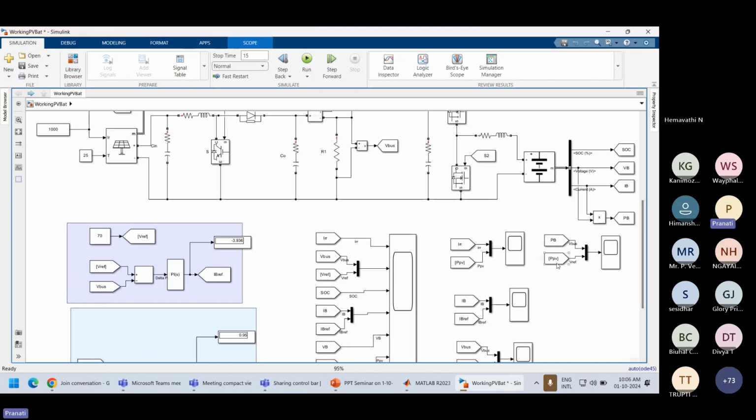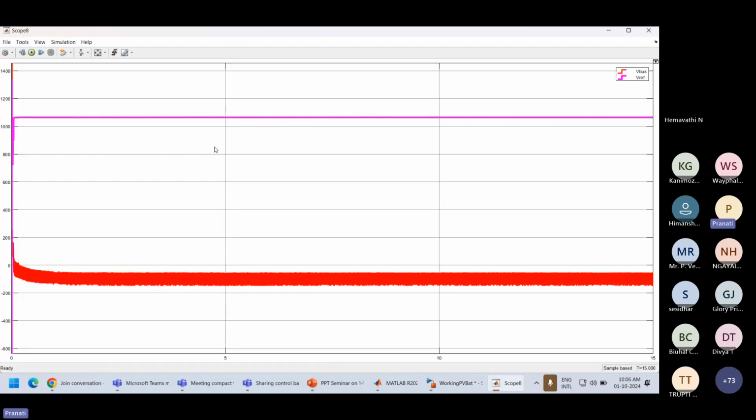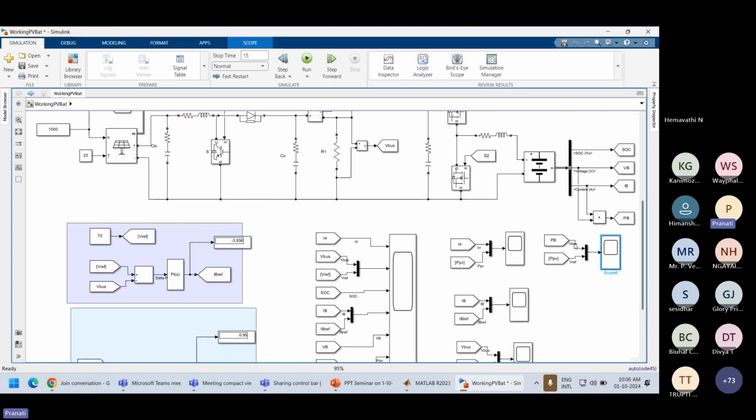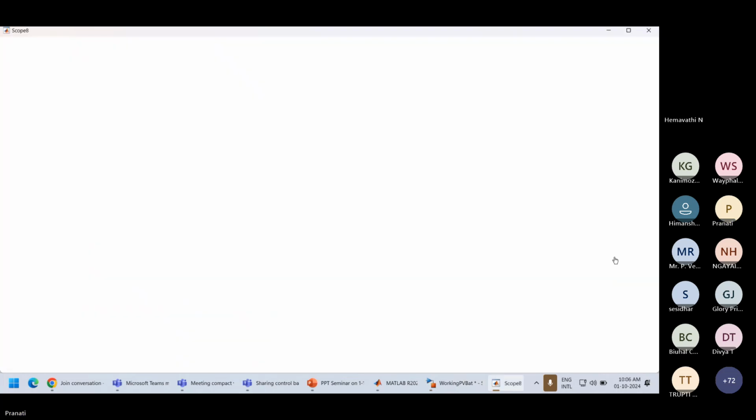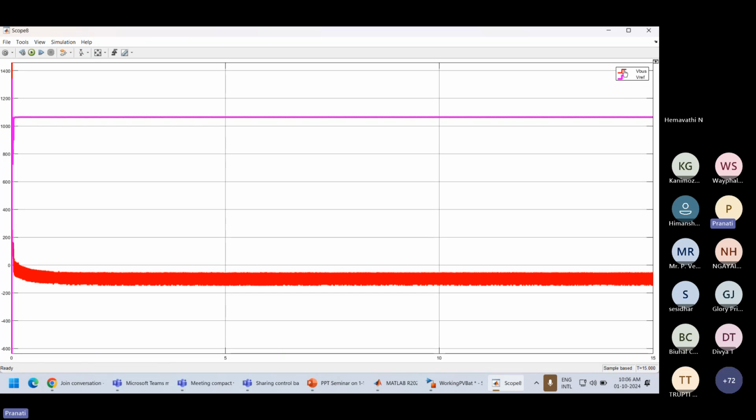Now, this is battery power and PV power. You can see battery power and PV power. This is by mistake written as bus voltage, okay? Because I have not changed it here. Anyhow, I have to run it once again, otherwise it will not show. It is battery power and this is PV power. When I run it for the second time, you can see that it changes.